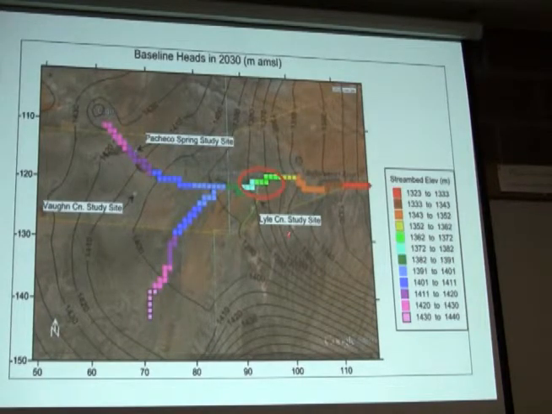This is a map showing groundwater levels. These contours represent water under the ground, not on the surface, and not surface elevations, but groundwater elevations. And then the colored squares here represent stream bed elevation. So what this helped me do was understand the relationship between the groundwater system and the surface water system.